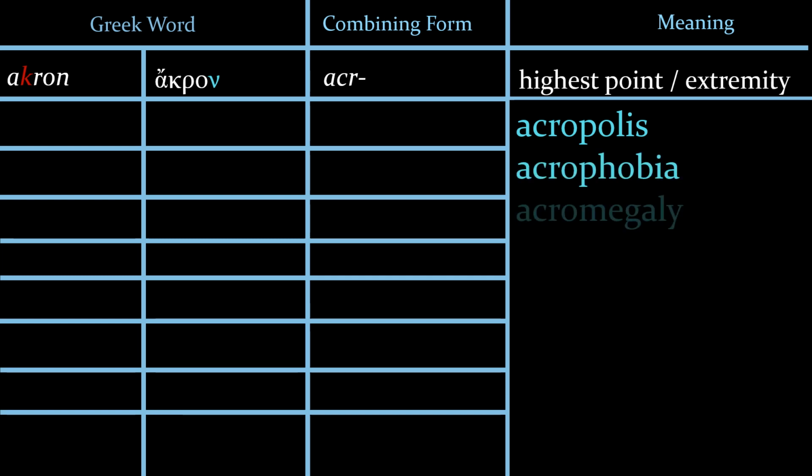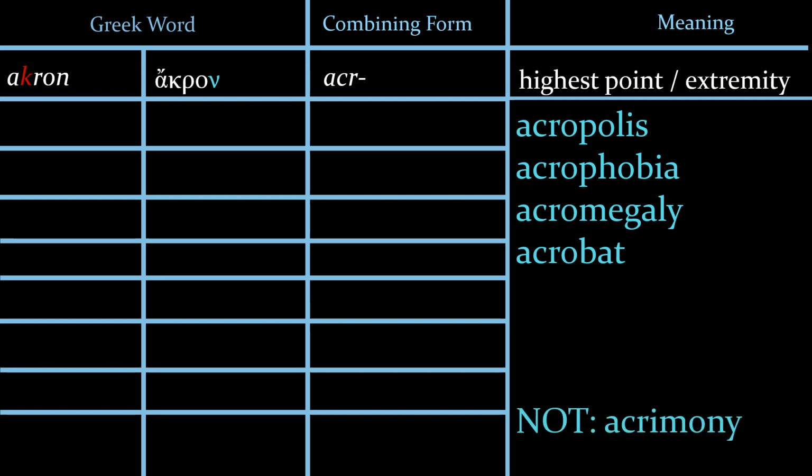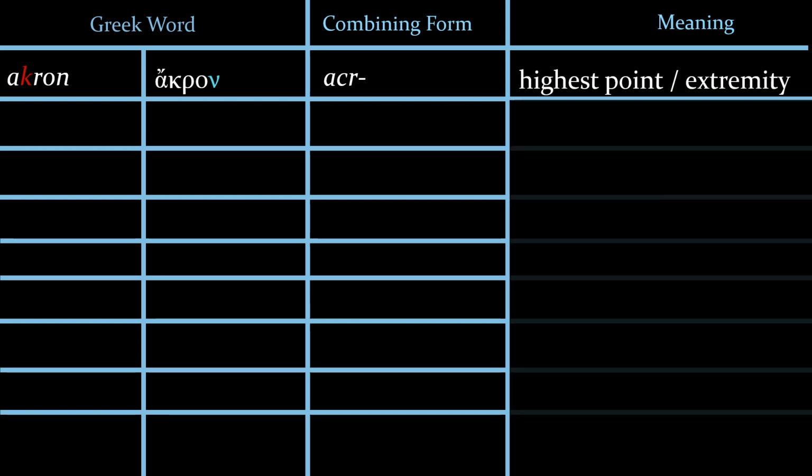Acrophobia, of course, is a fear of heights, an irrational fear of heights. Acromegaly, acrobat, which we've talked about in a recent episode. Do not confuse this with words like acrimony or acrid, which are connected to bitterness. So even though acrimony and acrophobia, the acra sounds the same, it's spelled differently. The acro is Greek, the acri is Latin. All right, let's move on.